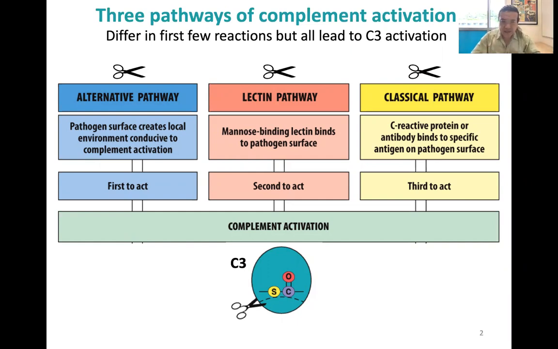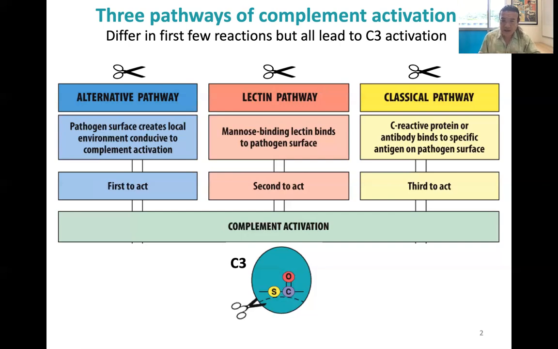So recall that we said that there are three main pathways for activating complement proteins. The one that we have been looking at so far is the alternative pathway. It's the first one to react. So it involves complement proteins that are floating around in our blood and our tissue.